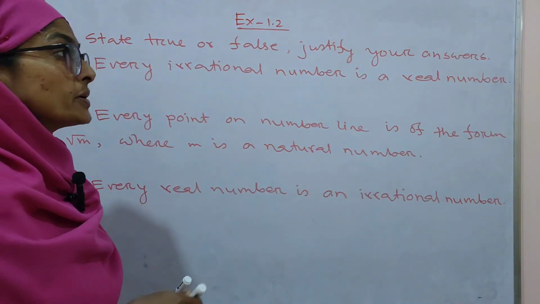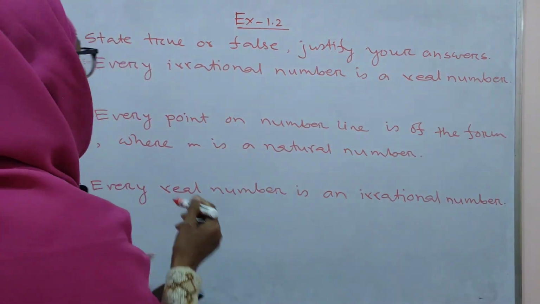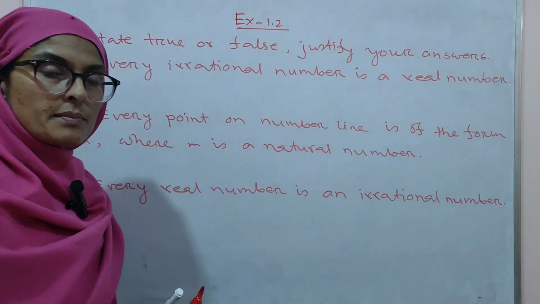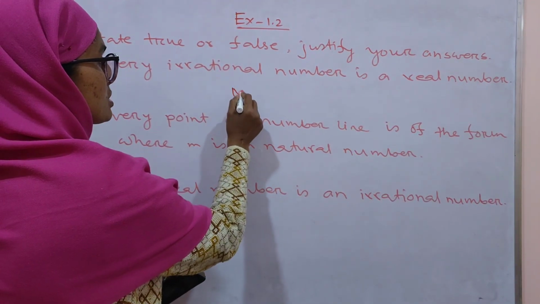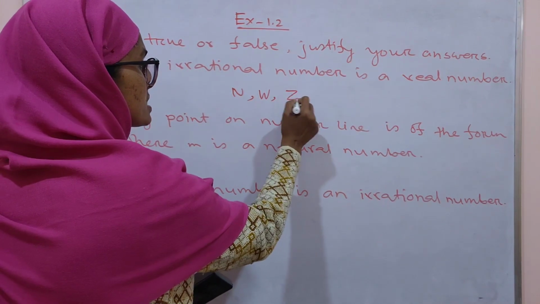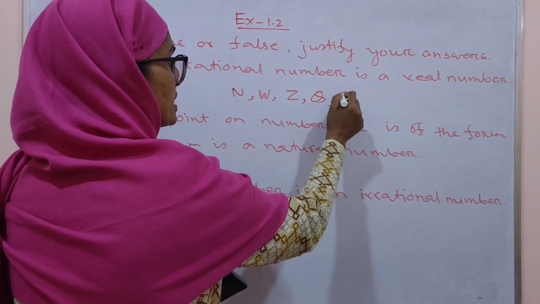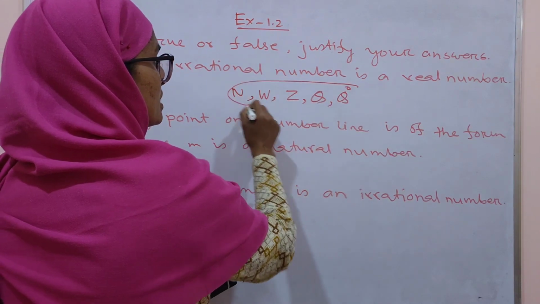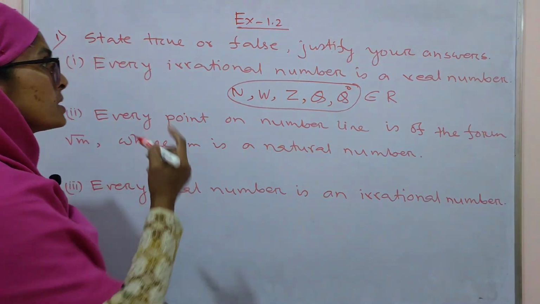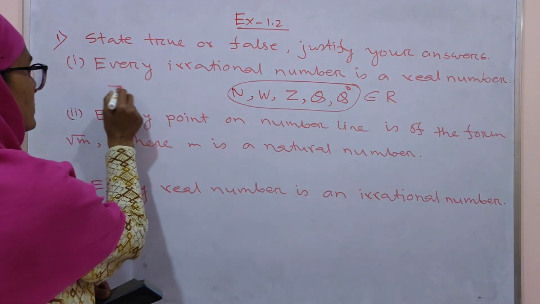Next, exercise 1.2. State true or false. Justify your answers. Every irrational number is a real number. Real numbers include natural numbers, whole numbers, integers, and rational numbers. Irrational numbers also all belong to the real numbers. Remember this? So every irrational number is a real number. This one is true.